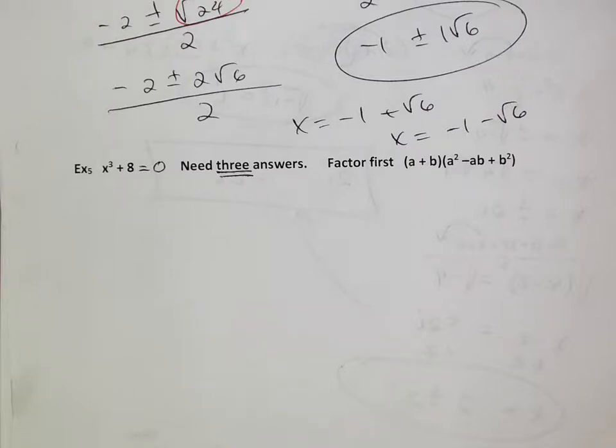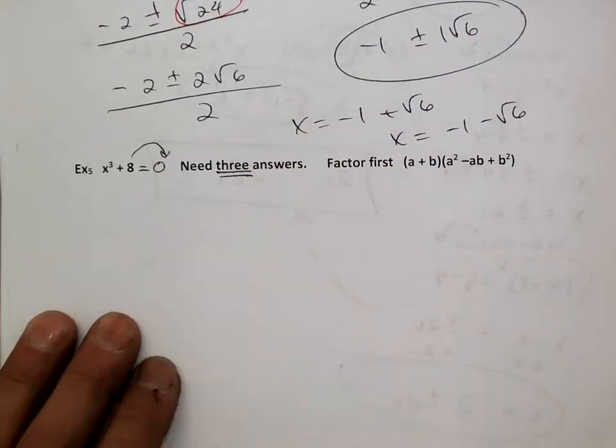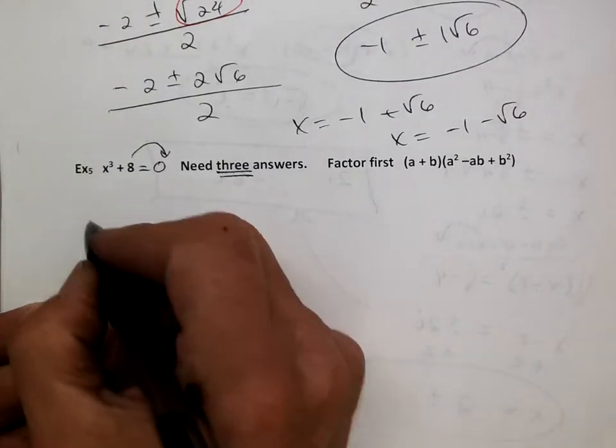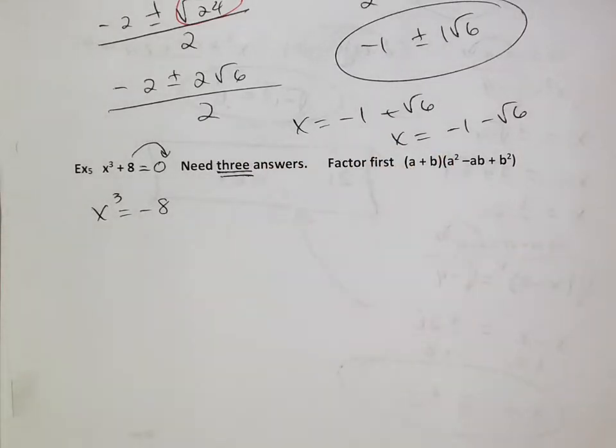Now, if you need 3 answers, let me do this first. The very first way you'd think about doing it is probably bringing over the 8, right? You guys agree with that? You have x cubed equals negative 8. And then what would you do next? Cube root it, right? Wouldn't you cube root it?